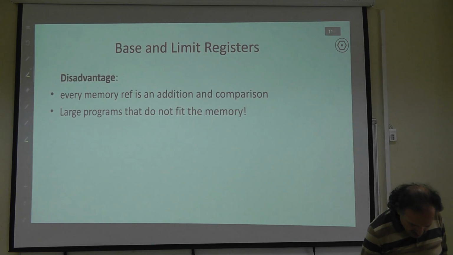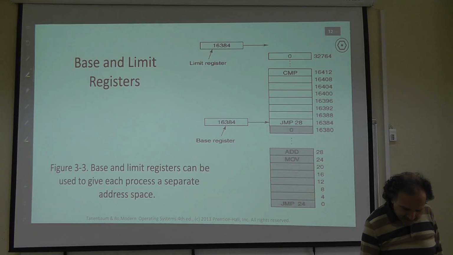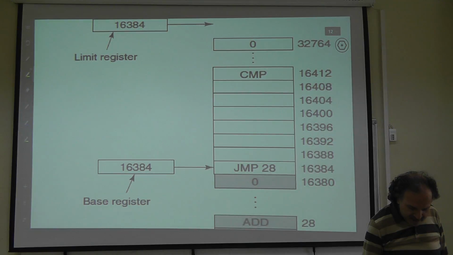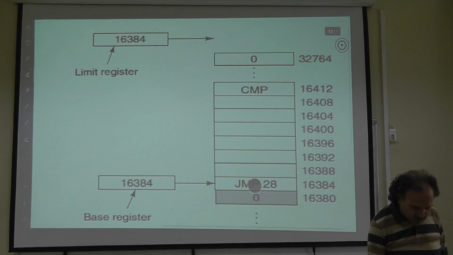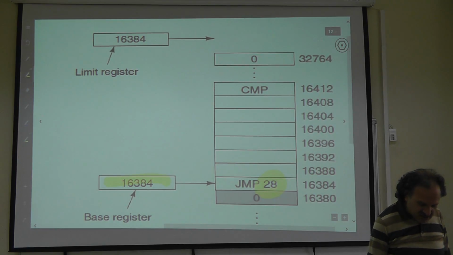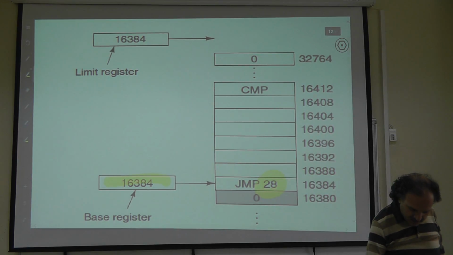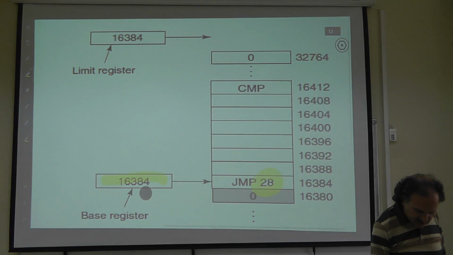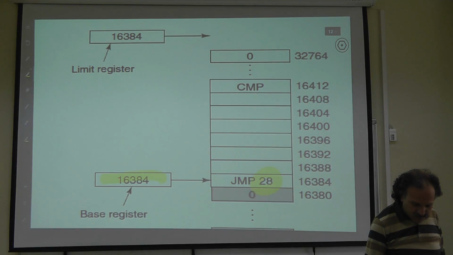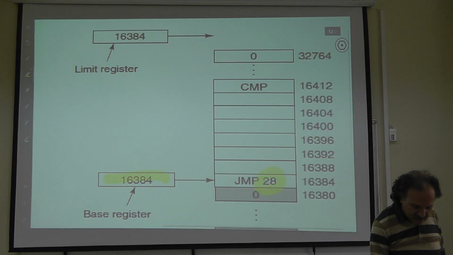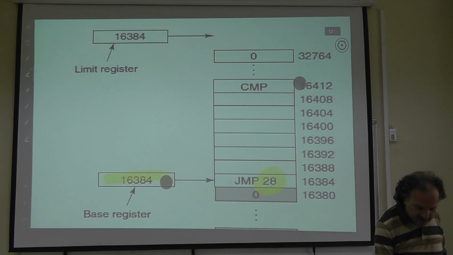So maybe a good example here. When this one says jump 28, this number is added with this base register value. So it jumps to this position because 28 plus this value is this value. So it works. After doing that, when it says jump 28, these two numbers are added and this one is obtained.